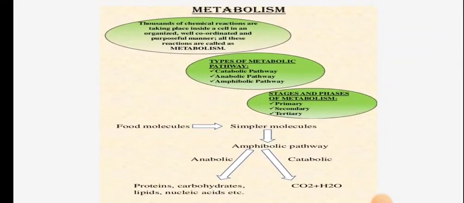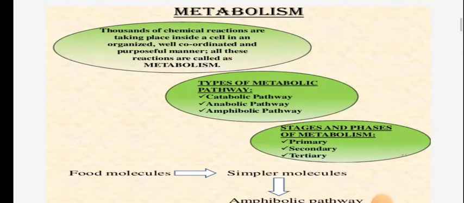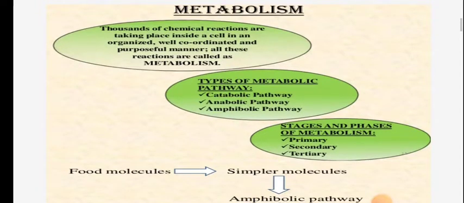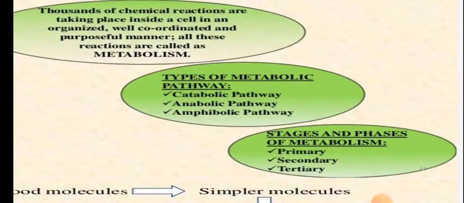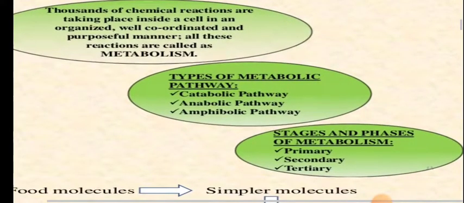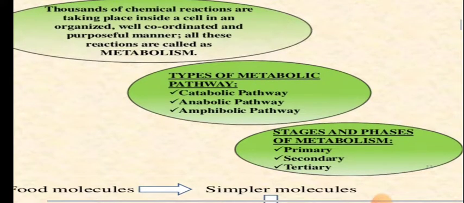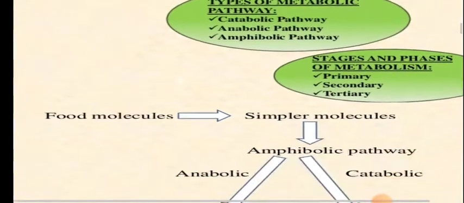Then while we are considering metabolism, there are thousands of chemical reactions, and these chemical reactions generally take place inside the cell in an organized, well coordinated and purposeful manner. All these reactions are called metabolism. So whatever chemical changes take place in the cell are generally well defined. Then in the types of metabolic pathways, the catabolic, anabolic and amphibolic pathways are the main ones. There are three stages: primary, secondary and tertiary, right? So just remember the highlighting.